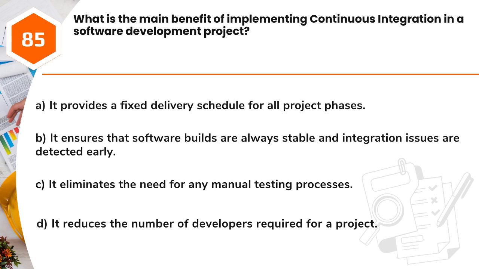Question 85. What is the main benefit of implementing continuous integration in a software development project? A. It provides a fixed delivery schedule for all project phases. B. It ensures that software builds are always stable and integration issues are detected early. C. It eliminates the need for any manual testing processes. D. It reduces the number of developers required for a project.